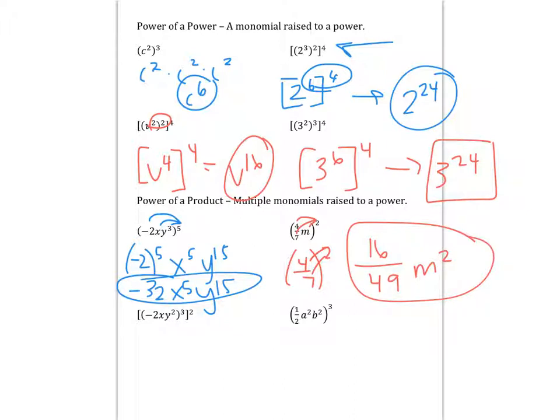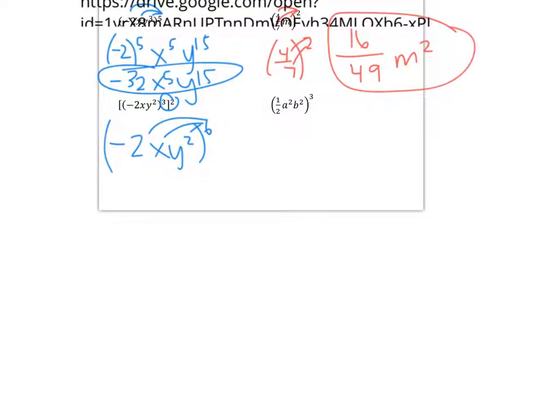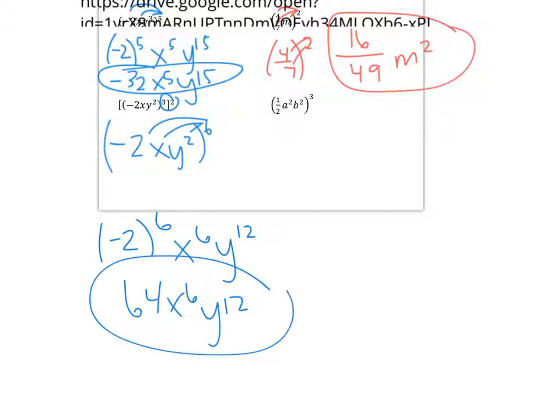Okay, down here in this bottom one, I'm first going to multiply this 2 and the 3 to give us 6. Okay, so I have negative 2 xy squared all to the 6th power. So I'll distribute that and get negative 2 to the 6th power, x to the 6th, y to the 12th. And now I'll simplify. Negative 2 to the 6th is 64, x to the 6th, y to the 12th.